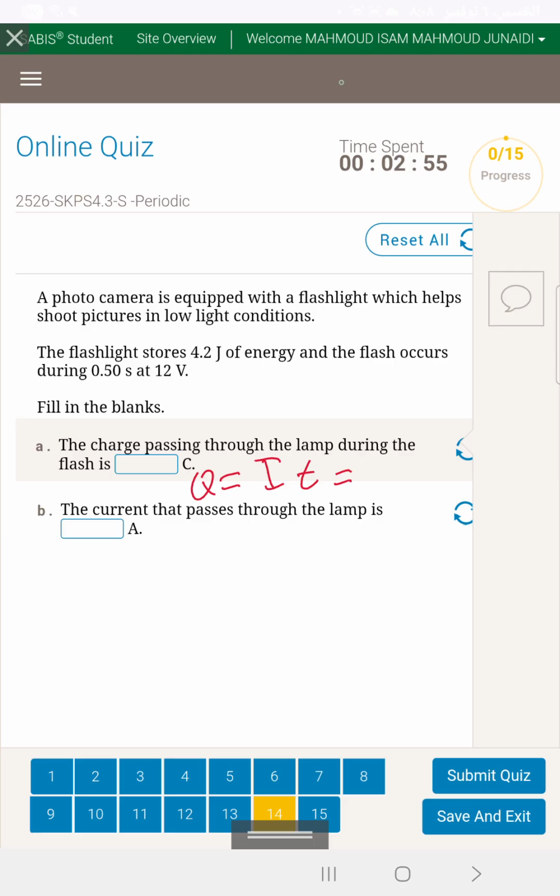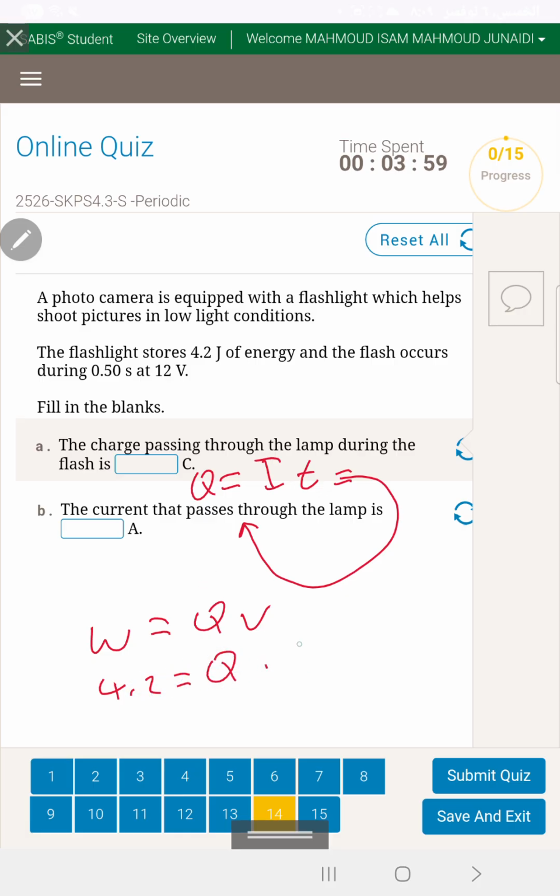Are we given the current? Let's see. So we don't have the current. They asked about the current in the second question, part B. So let's use this formula for part B. Now for part A, we can see that the W is equal to QV. Now W is the energy in joules, 4.2. The charge, we don't have it. The voltage is 12. So Q is equal to 4.2 divided by 12. So what is 4.2 divided by 12? 0.35. So here we write 0.35.